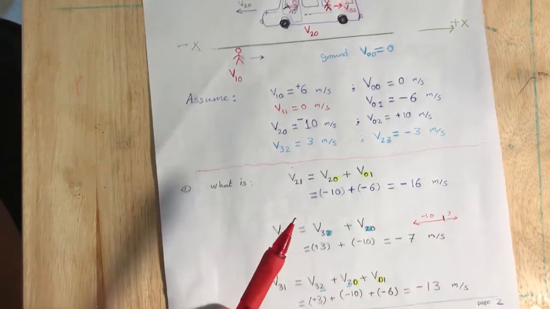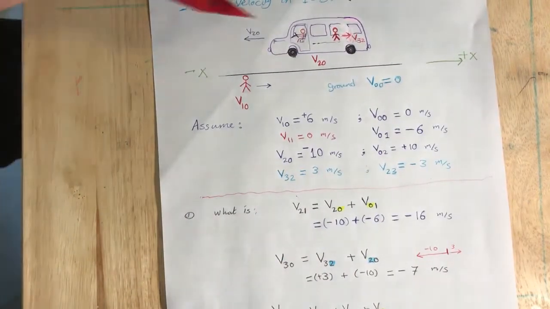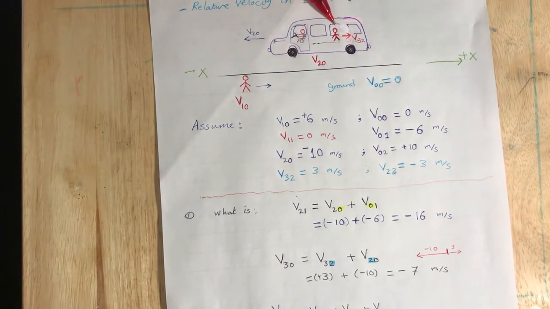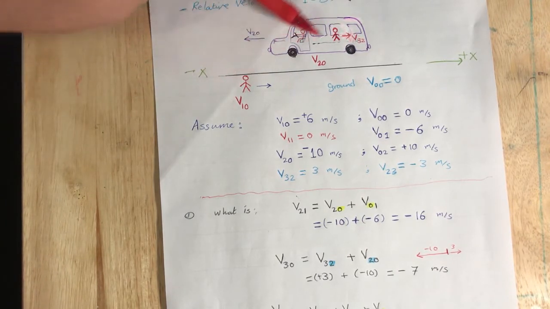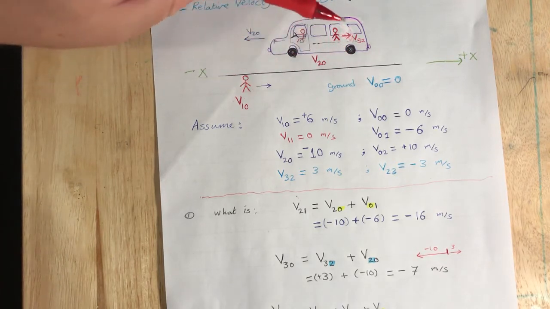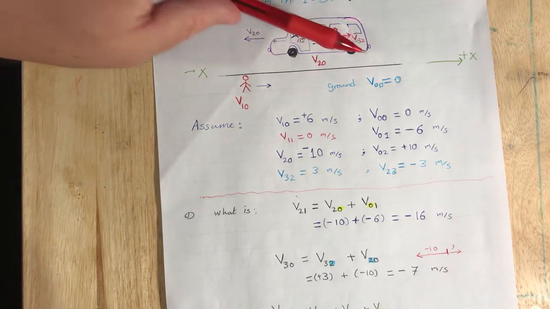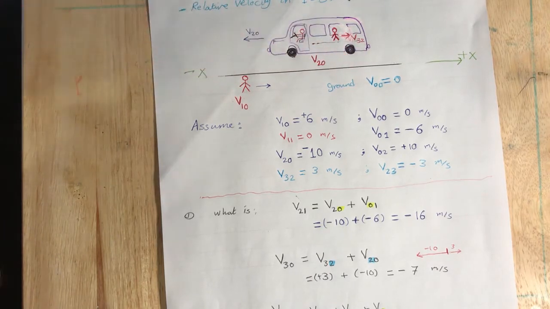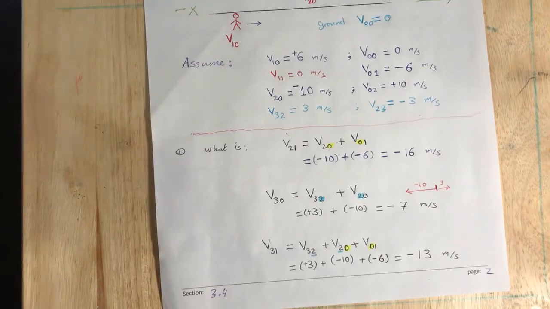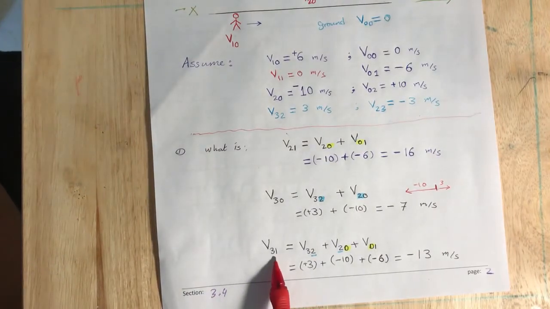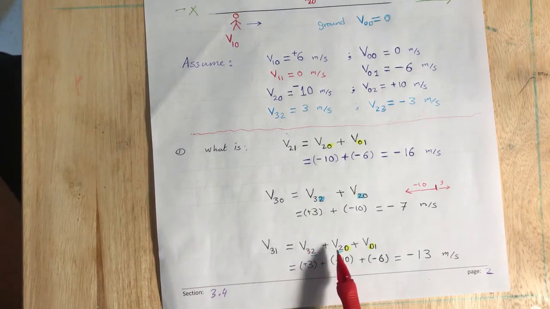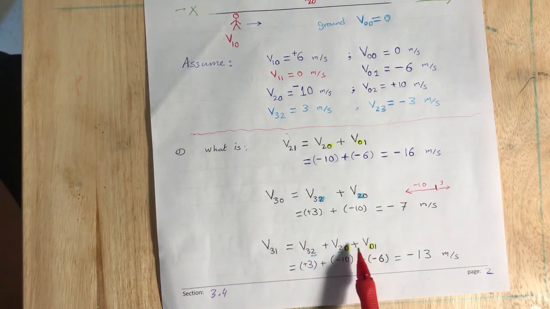Now the longest one: what is the velocity of the person moving inside the bus with respect to the person who is running on the ground? I don't know this velocity directly. I need to jump between these references. I will move from this one to the bus, to the ground, then to the person who is running. I need to find V31. I know V32, I know V20, I know V01.